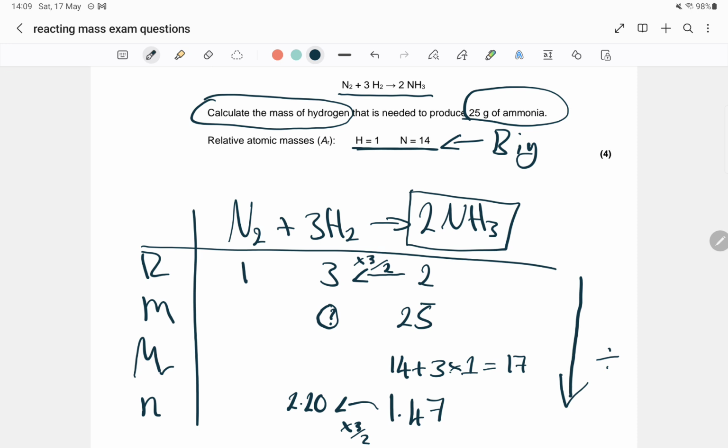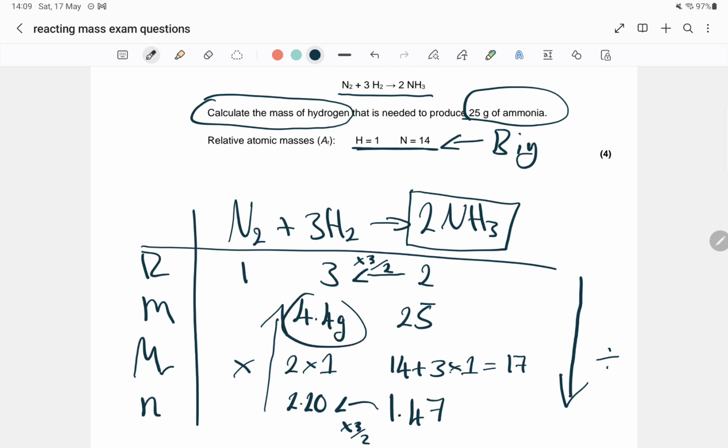Now I'm going to work out my MR for hydrogen, which is just 2 times 1. As I work up my table then, I'm going to times. So 2.20 times 2 is 4.4 grams. So my final answer is 4.4 grams.